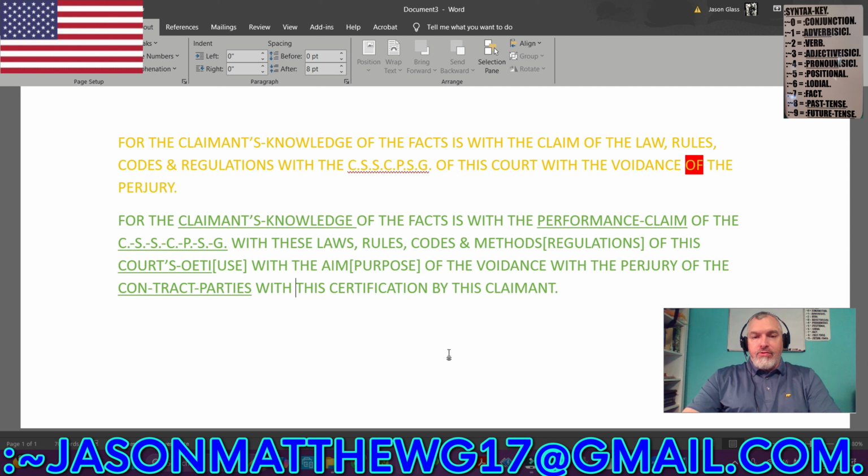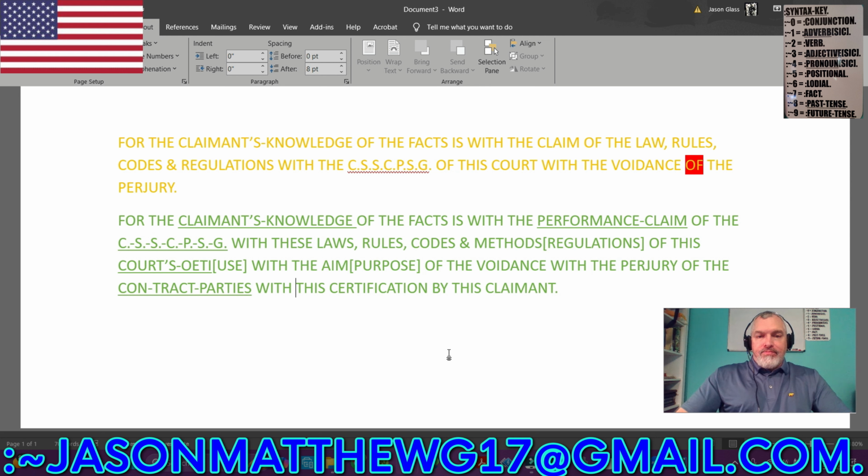Period. And then backwards, that would be for this claimant of this certification is with the contract parties of the perjury with the voidance of the aim with this court's usury of these laws, rules, codes, and methods with the correct sentence structure, communication, parse, syntax, grammar of the performance claim with the facts by the claimant's knowledge.